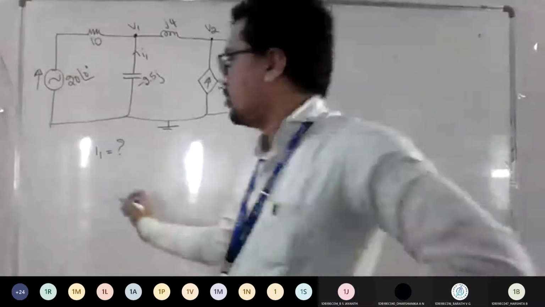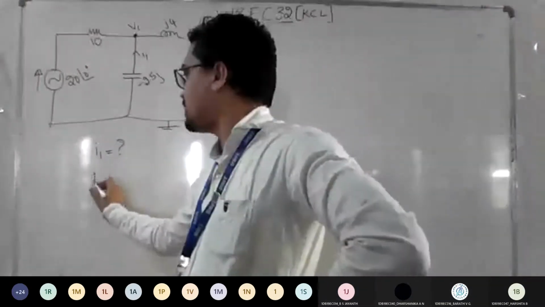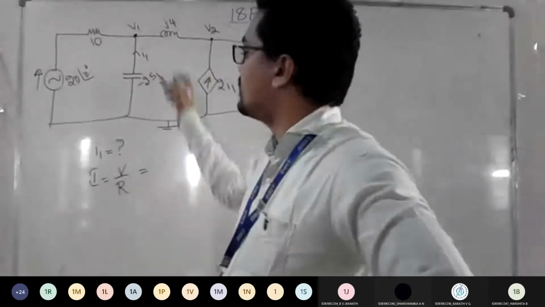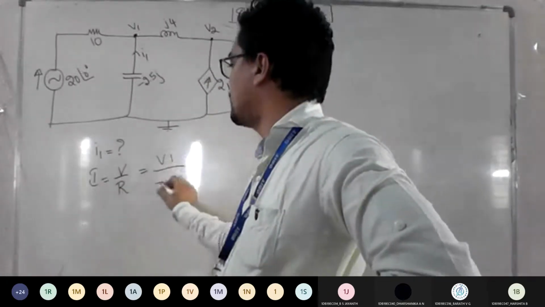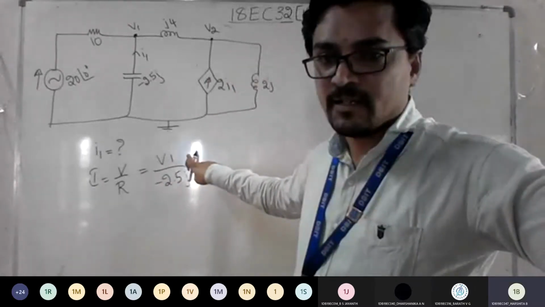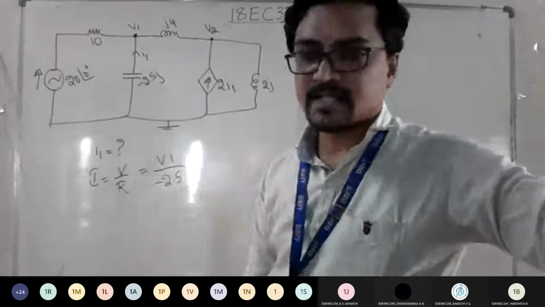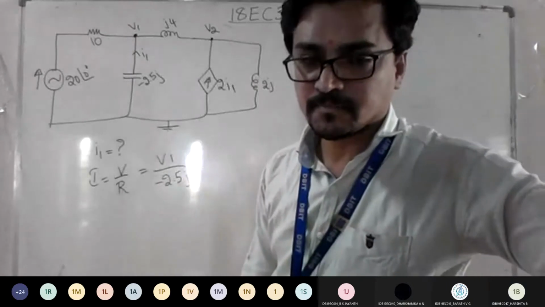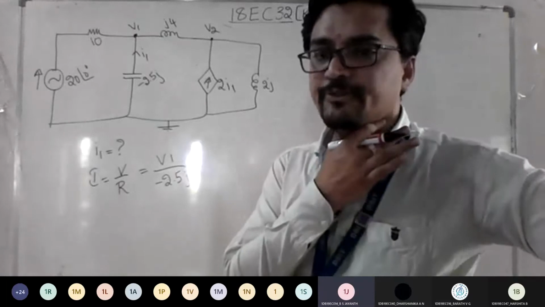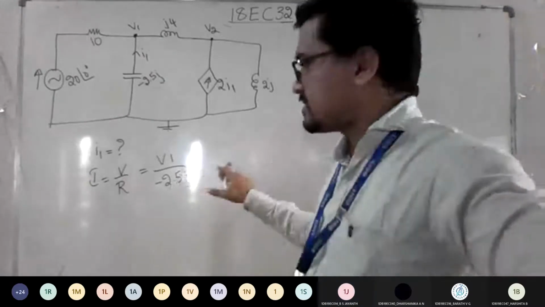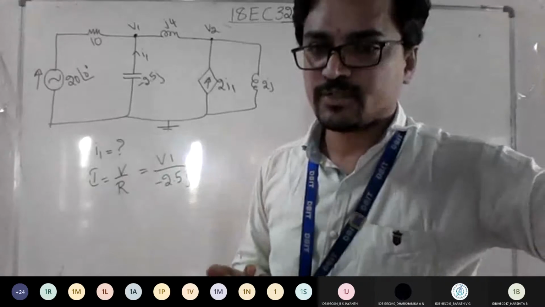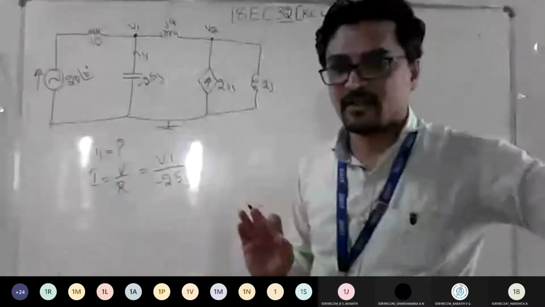To find I1, I can use the formula I equals V by R. V is V1, and R is your capacitor value. If we find V1 and divide, we get the answer for I1. So this is how you should start the problem. First analyze the concept, what you should find and the way to find it. Then you'll get an idea. So I should find my V1.